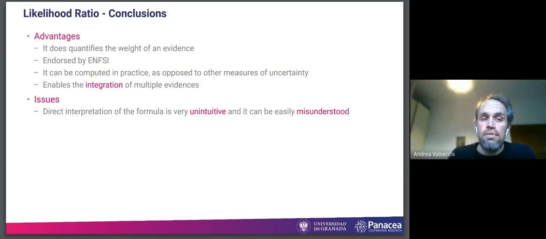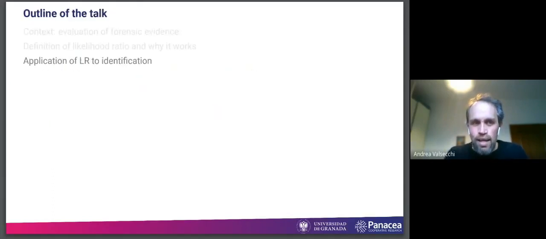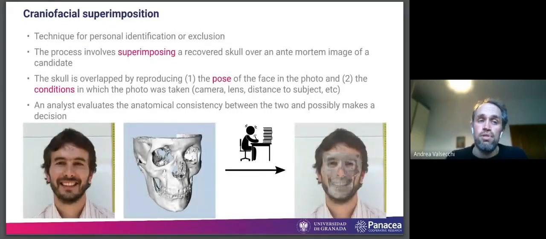And as an issue, I mentioned that the direct interpretation of the formula is very unintuitive and it can easily be misunderstood, although a lot of things in probability theory are easy to misunderstand. So maybe this is not such a big flaw. All right. So now I'm going to show you how to apply the likelihood ratio to one identification technique, which is craniofacial superimposition.